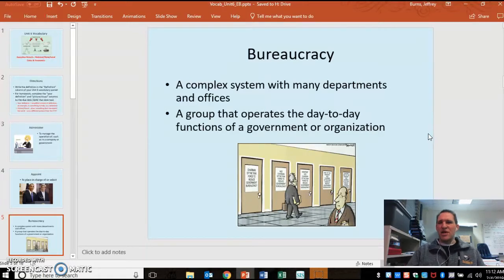Some people say bureaucracy in a negative light. They might say that there's a lot of layers and red tape to cut through to get someplace. To get one thing done, there's a lot of bureaucracy. There's a lot of layers. It's a complex system. But when we're talking about bureaucracy, we're talking about all those different cabinet departments, all those different agencies. That's the bureaucracy.